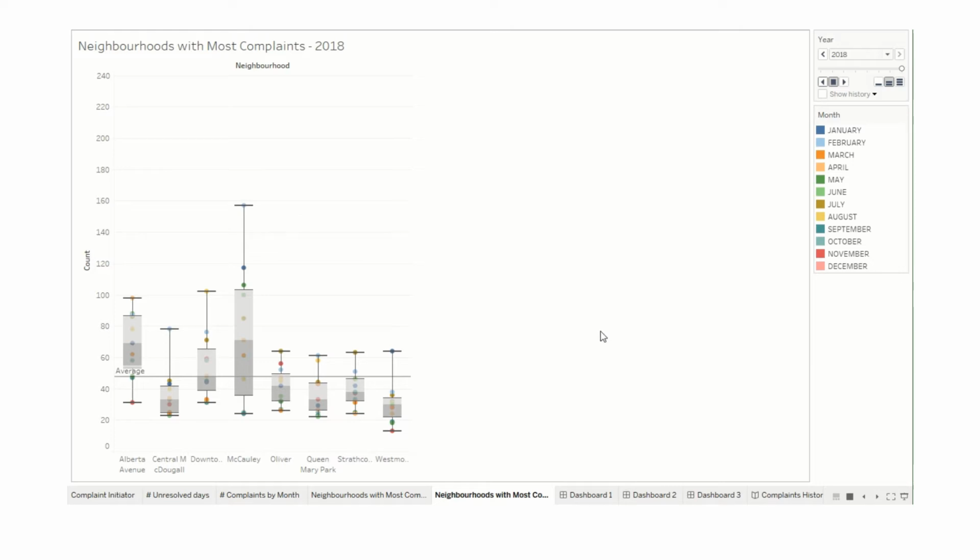So good news is that the three areas of Edmonton, Queen Mary Park, Strathcona, and Westmount are receiving less and less complaints. And since the city is expanding, and these areas provide a lot of affordable housing, if there are less complaints in these areas, that's overall positive for the city.